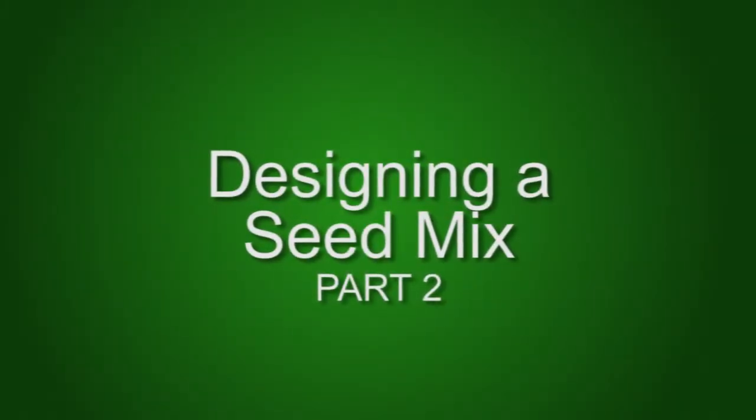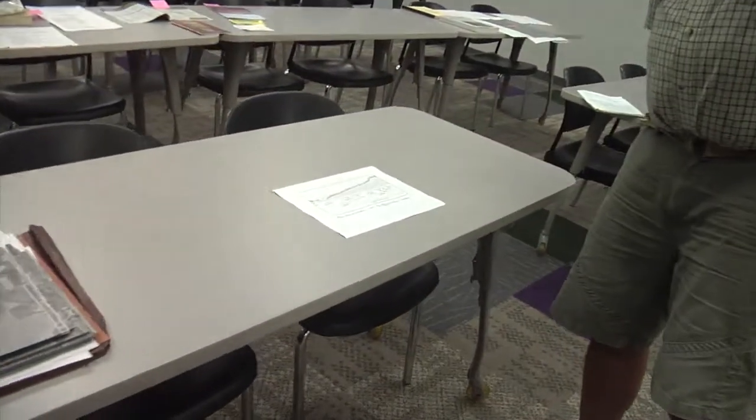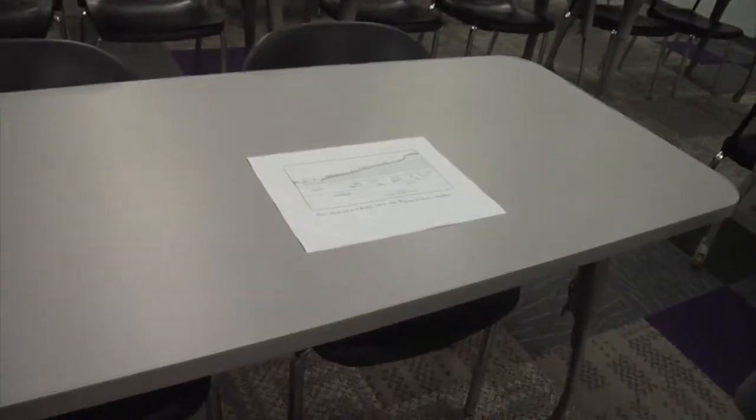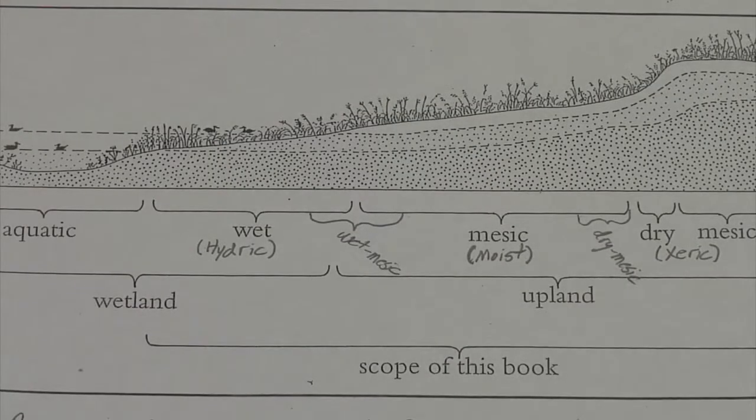Here we are in the classroom at the Tallgrass Prairie Center, and we've made our site visit. We've gone out and looked at the different characteristics of the planting site, and now we need to move into an area to actually start getting closer to designing a seed mix. Before that, though, I'd like to show you a little graphic, and this really illustrates well how soils are as far as their wetness or their dryness as it relates to their position in the landscape.